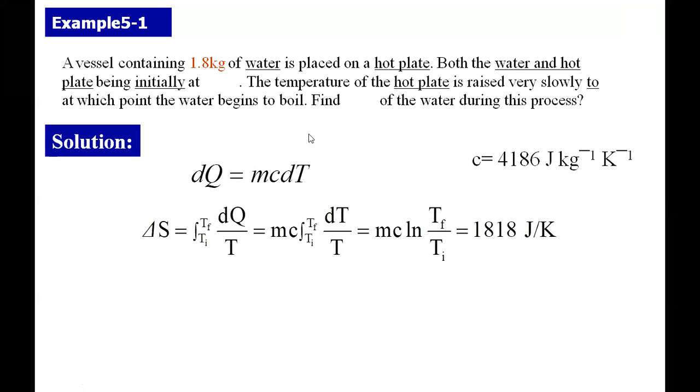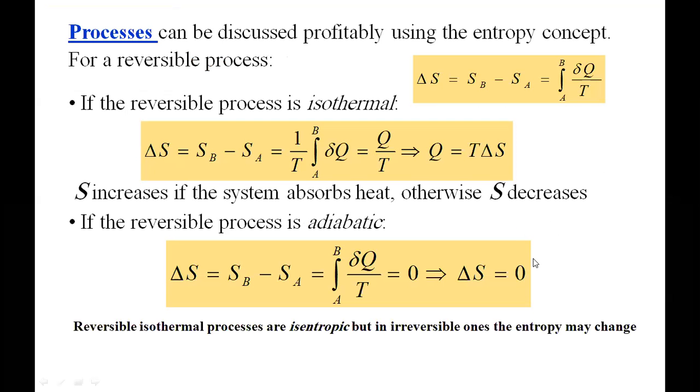Okay. In the solution, we have dQ equals m c dT, and the specific heat for the water equals 4186 joules per kilogram kelvin. We substitute into the entropy equation, the integration of dQ over T equals m c ln of T final over T initial, which equals this number in this case. The process can be discussed profitably using the entropy concepts for a reversible process.